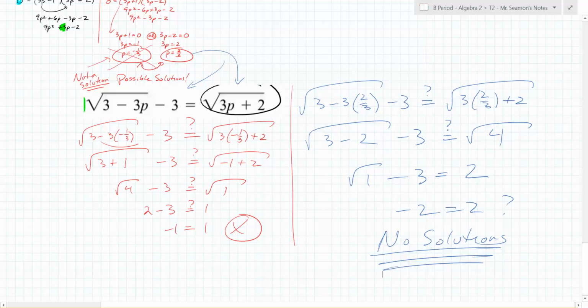The thing that makes me feel better though is when you get no solutions as your answer, it's going to be because you get things like this. Does negative 1 equal 1? No. Does negative 2 equal 2? That's exactly the type of no solution endgame you want to see. What would make me worry more if it said like 5 equals 9? You'd be like, well, that's definitely not true. But that's not the kind of error you see. This is the kind of error you see.